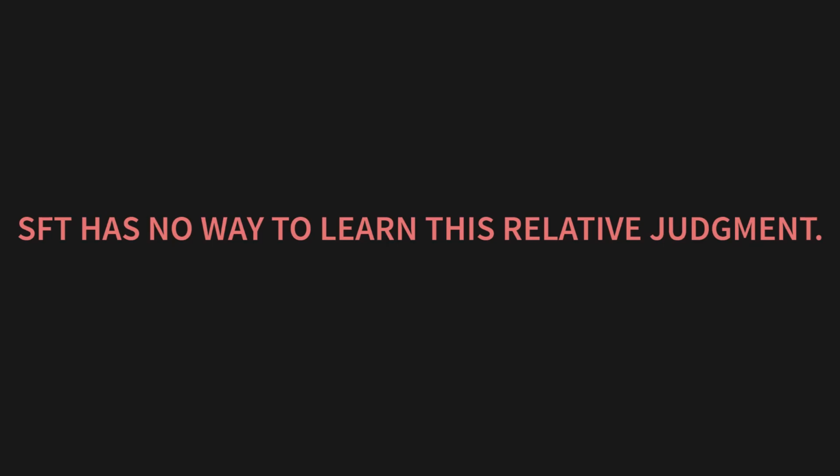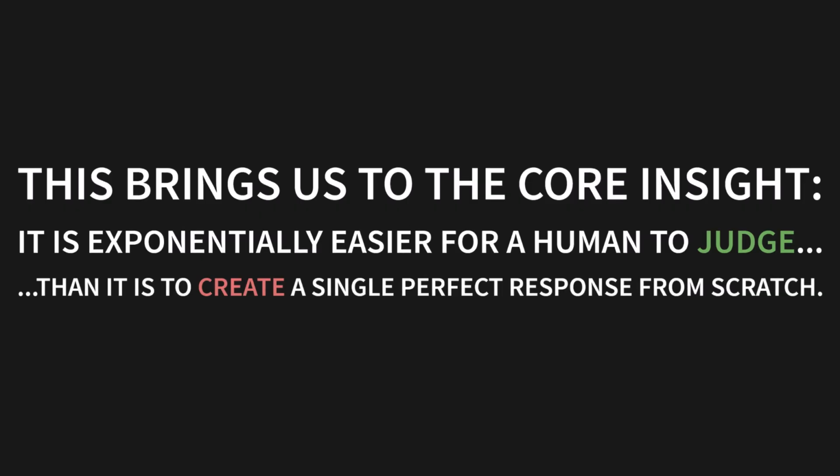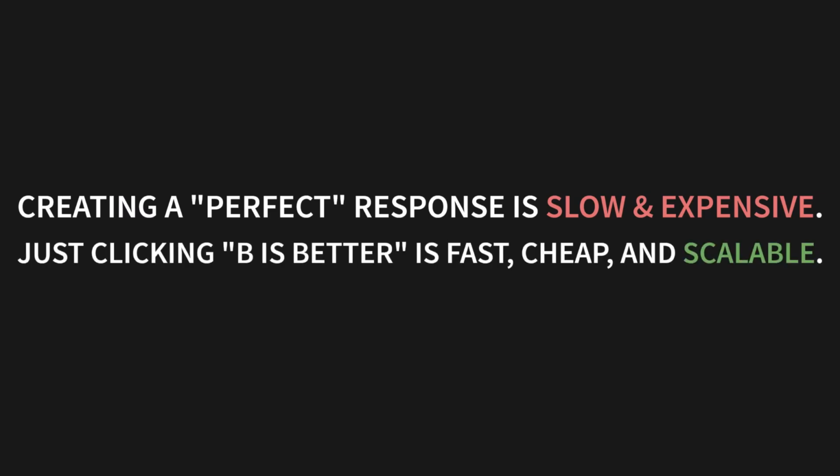This brings us to the core insight, the big idea behind modern alignment. It is exponentially easier for a human to judge than it is to create a single perfect response from scratch. Think about it. Creating that perfect response is slow and expensive. But just clicking a button that says B is better, that's fast, it's cheap, and most importantly, it's scalable.